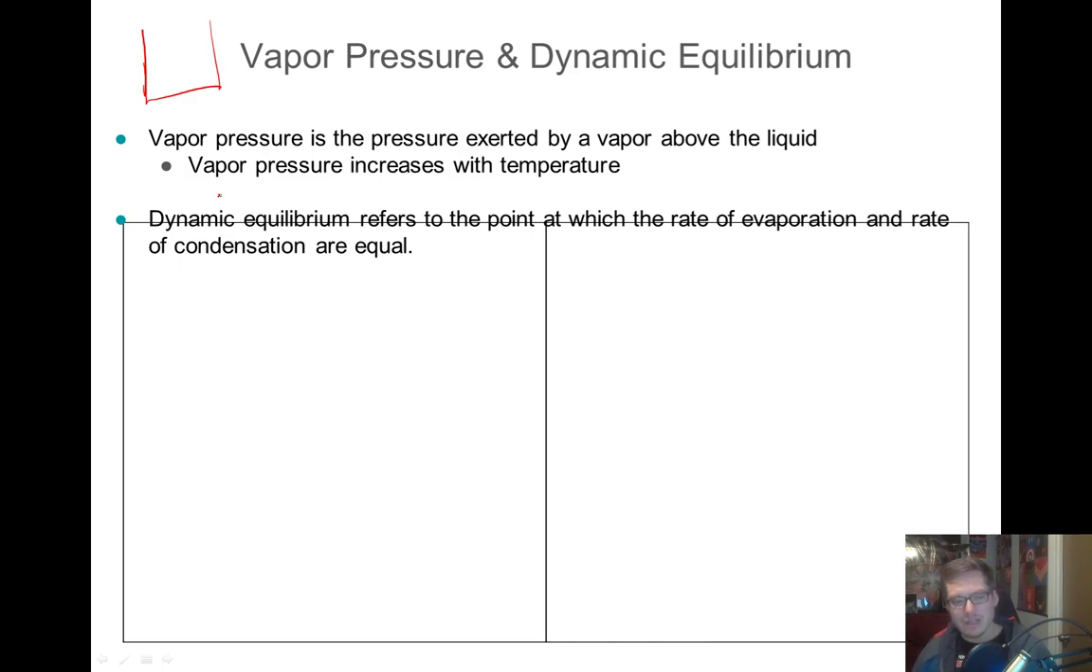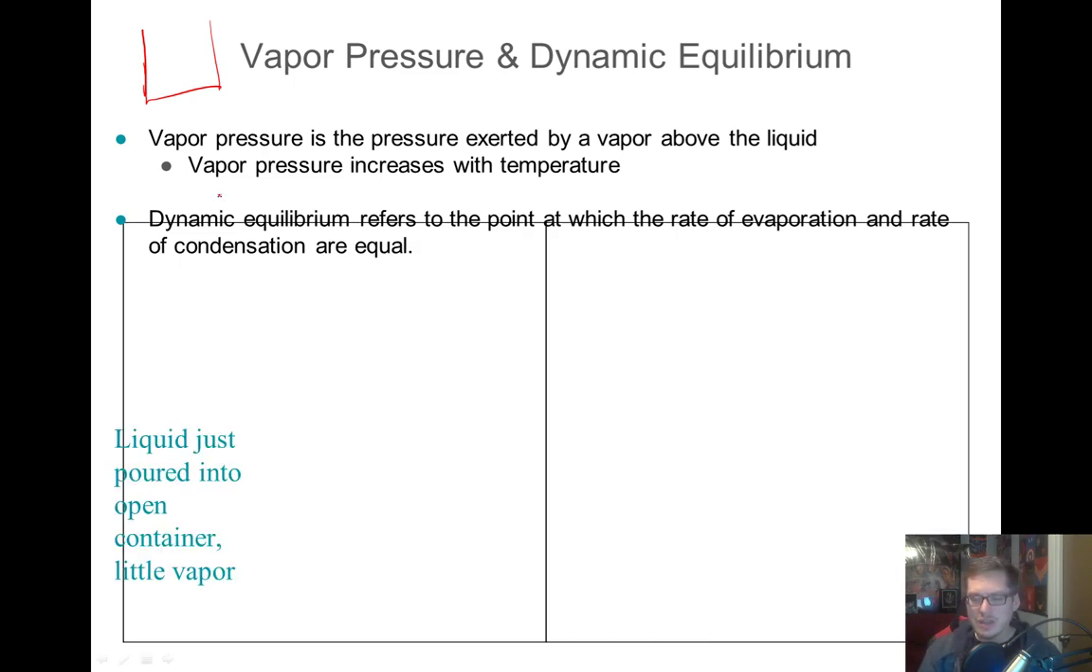That's what I want you to understand: when we've reached dynamic equilibrium, we're at equilibrium because the amounts haven't changed, but we're at dynamic equilibrium because the rates are still occurring. We still have both those processes occurring. We've got evaporation and condensation all occurring at the same time. It's very important. So let's take a gander at this thing here.